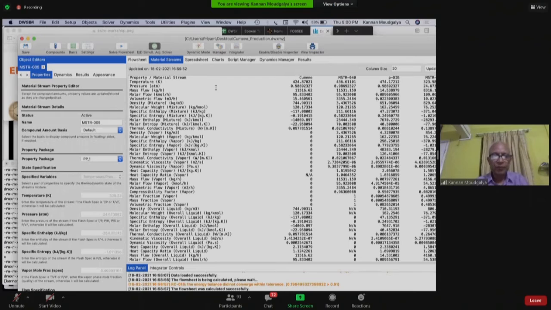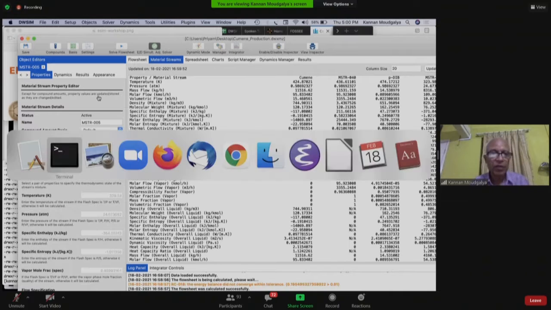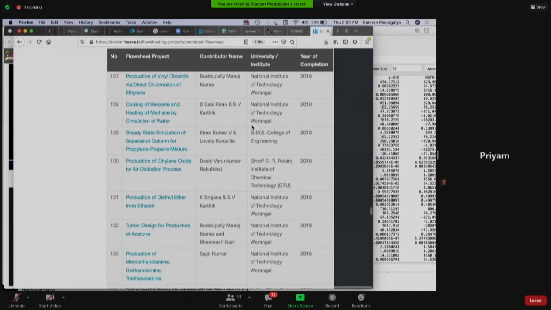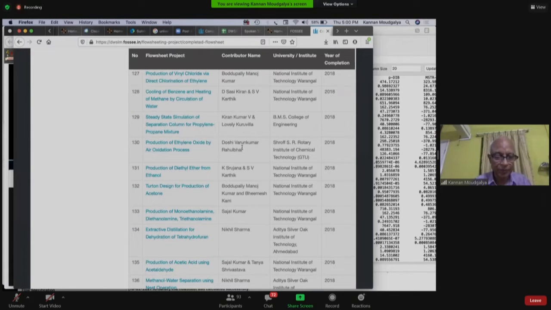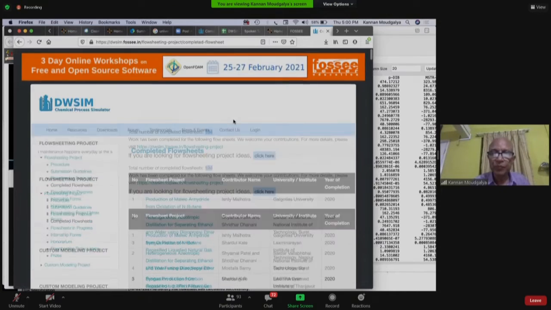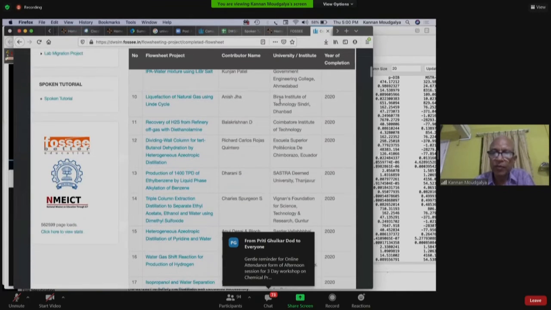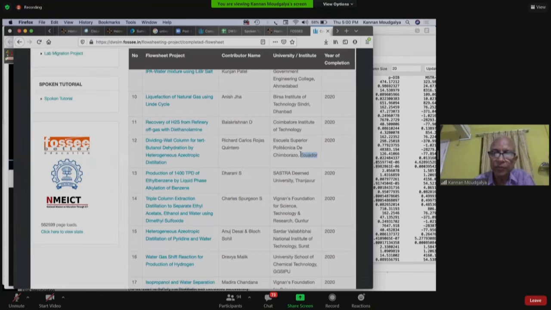Okay, so this is all created by students across the country, in fact, across the world. So let me go to the top. There are some nice ones. This is LTS, low temperature separator, by Mustafa Sami from Cairo University, for example. And there is a contribution from Ecuador, a person by name Richard: dividing wall column for tertiary butanol dehydration by heterogeneous azeotropic distillation.